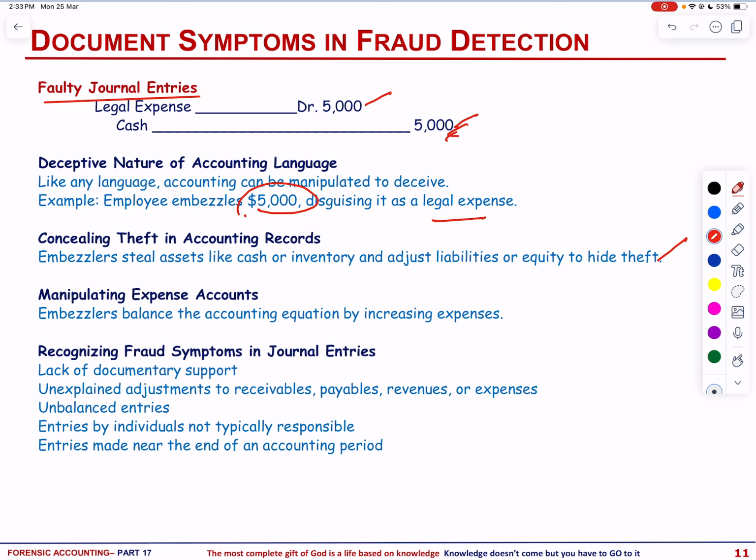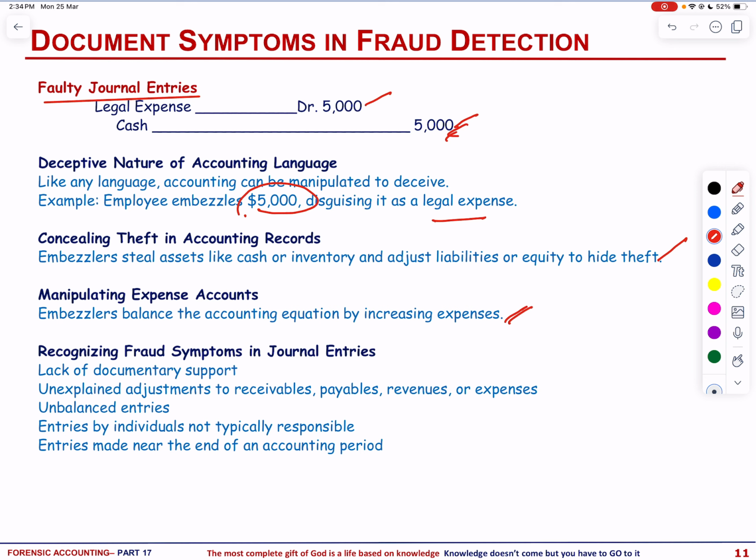Embezzlers balance the accounting equation by increasing the expenses. Increased expenses decrease net income, which reduces retained earnings and owner's equity, keeping the equation balanced. Manipulating expense accounts makes it harder to trace fraudulent activities because expenses are settled at the end of the year.